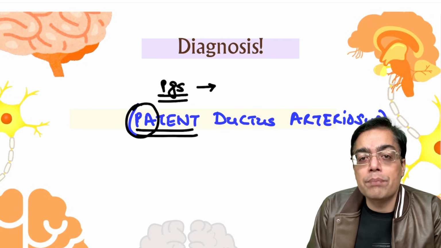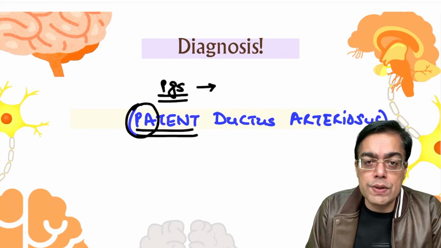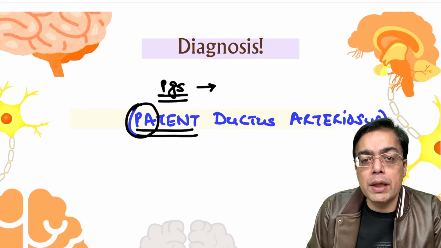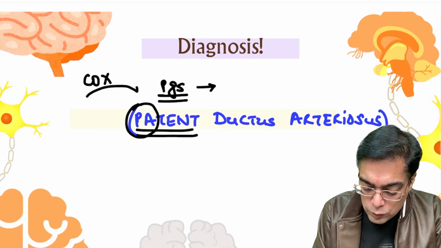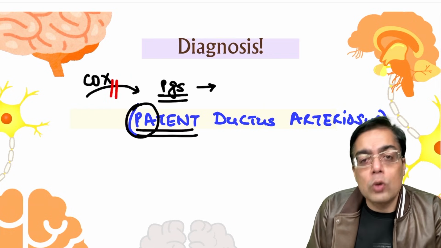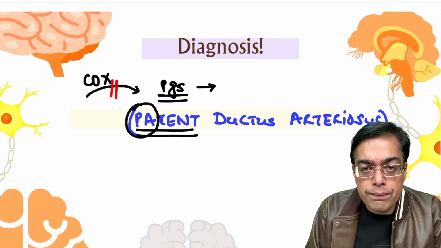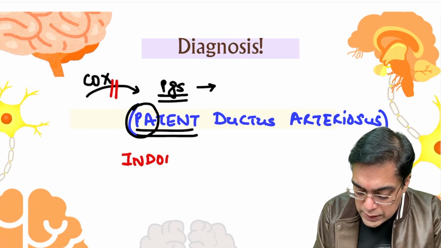But what is an example of a drug which is going to be responsible for medical closure of patent ductus arteriosus? That's simple. If prostaglandins are responsible for maintaining the patency, and you and me know that prostaglandins are coming because of the action of COX enzyme, then I will simply block the activity of the COX enzyme. And a COX inhibitor specifically given for closure of the patent ductus arteriosus is very good. You know the answer, and the answer that you remember over here is indomethacin.